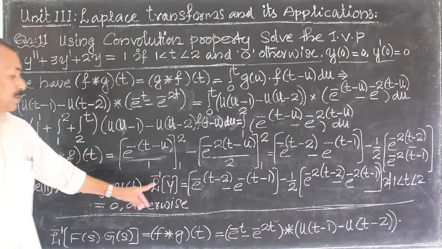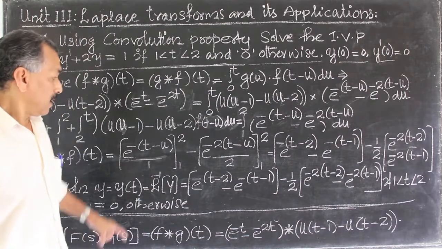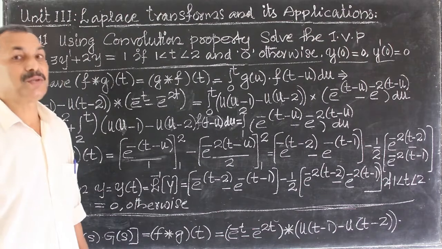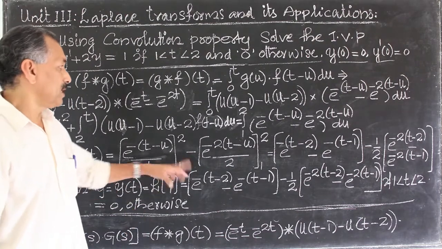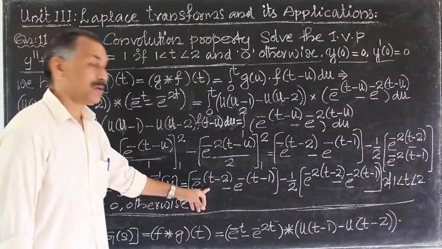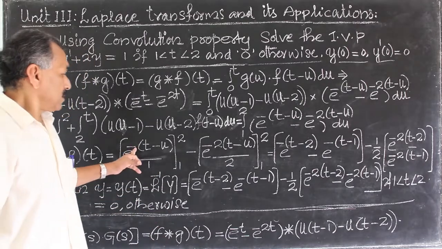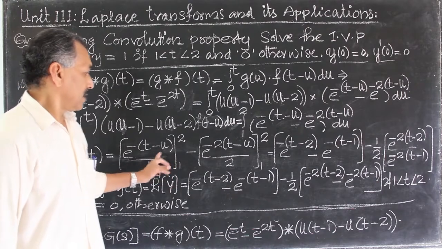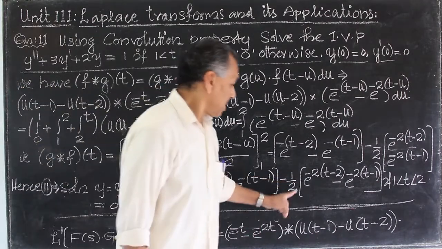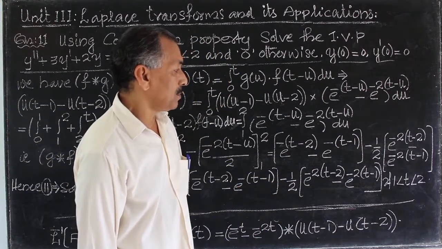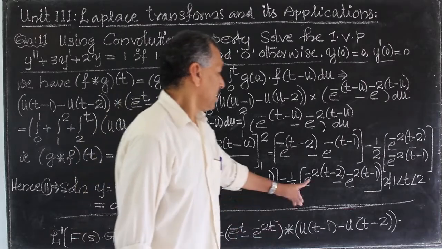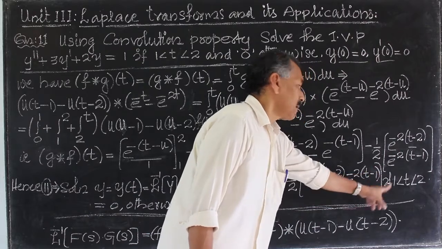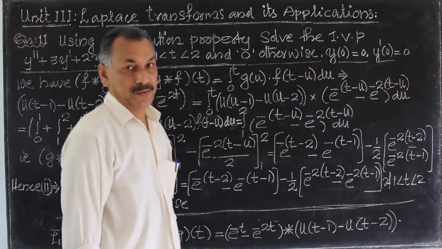Or the solution is given by y of t equals L inverse of y. L inverse of y is equal to L inverse of f(s) into g(s), which means L inverse of g is equal to e raised to minus (t minus 2) minus e raised to minus (t minus 1), minus 1 by 2 into e raised to minus 2(t minus 2) minus e raised to minus 2(t minus 1), if 1 is less than t.